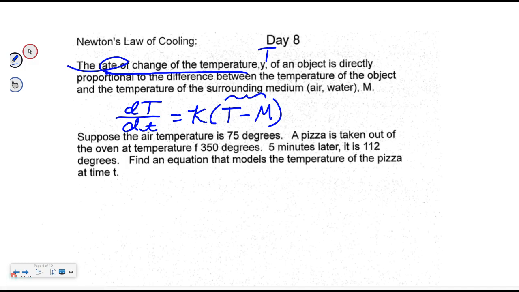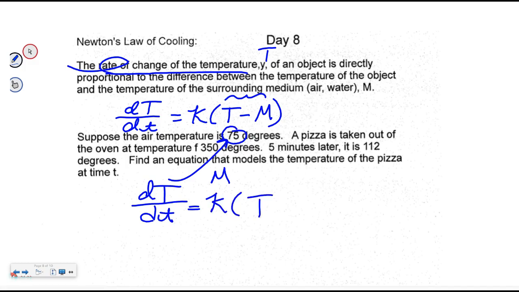So it says, suppose that for this pizza, the air temperature is 75 degrees. That's your M in the model. So we take the pizza out, and its change in temperature over time is directly proportional to its temperature minus the surrounding medium. If I take it out and it's burning hot and I take it out in a very cold basement, it is going to cool very rapidly.